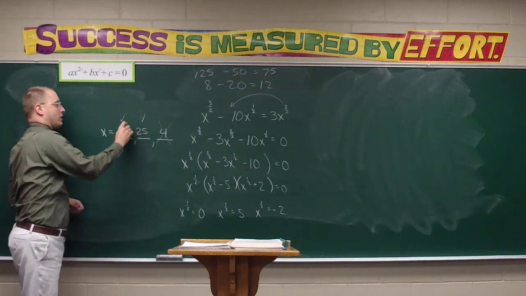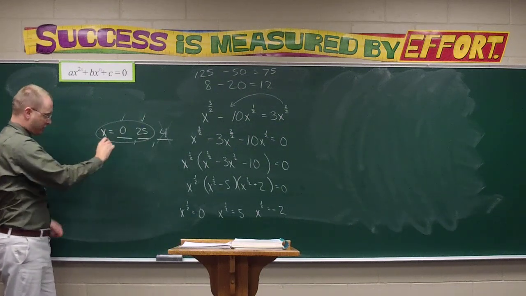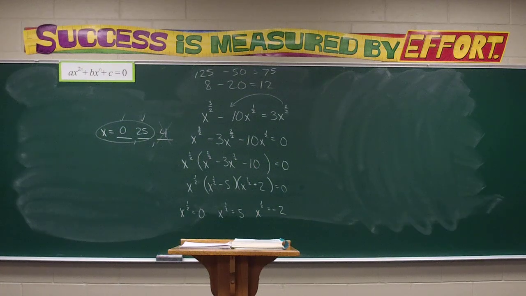Checks out. And there we go. Of my 3 possible solutions, 2 of them work. How many had 0, 25, and 4 as your possible roots? How many circled them all and were too lazy to check? How many checked and found the 4 was extraneous? How many didn't check properly and got all 3 to work?